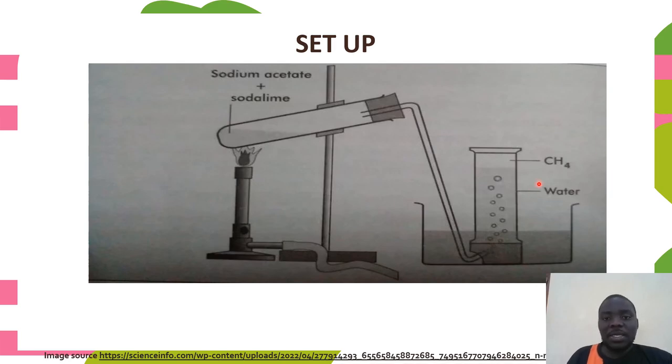So the setup will look like this. Somewhere else you have a mortar and pestle. After you grind them, the mixture is transferred into the hard test tube. So this is the hard test tube. After all the preparation in terms of grinding has been done, you transfer the mixture into the test tube. So this is a delivery tube. We have a trough, we have water, and here we have a Bunsen burner heating our substance. Here we are using sodium ethanoate plus soda lime. The mixture is here, which is heated here.